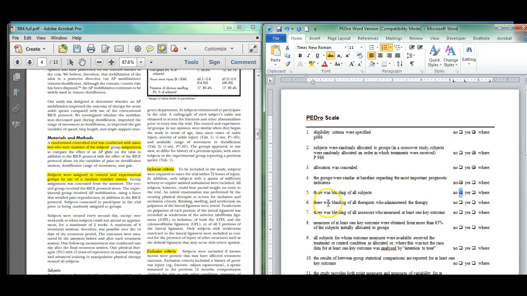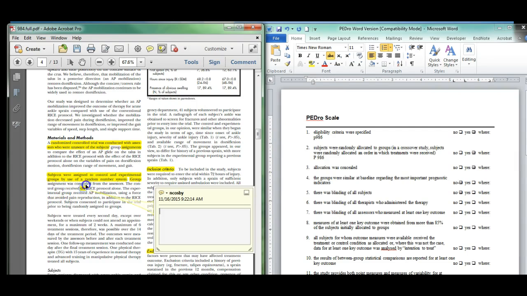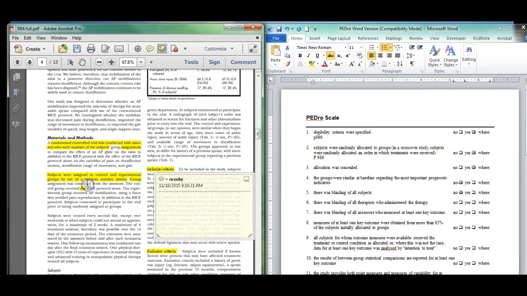Okay, and then the next step would be there was blinding of all therapists who administered the therapy, and the answer to that is absolutely, and you can see that here: group assignment was concealed from all assessors, and so yes, it appears that the clinicians delivering the treatment were in fact blinded too. So I'm going to go here and click a yes. There was blinding of all assessors, absolutely stated there as well, so that's going to be a yes as well.